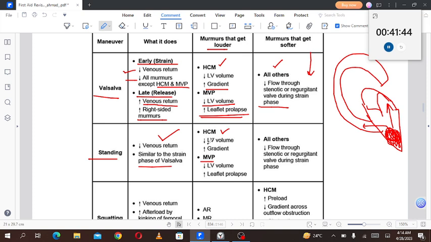Hypertrophic cardiomyopathy because of decreased left ventricular volume and increase in gradient, and mitral valve prolapse because of decreased left ventricular volume and increased leaflet prolapse. All other murmurs will be softened because of decreased flow through the stenotic or regurgitant valve during the strain phase.